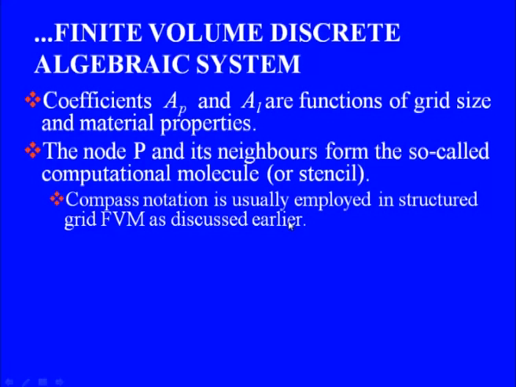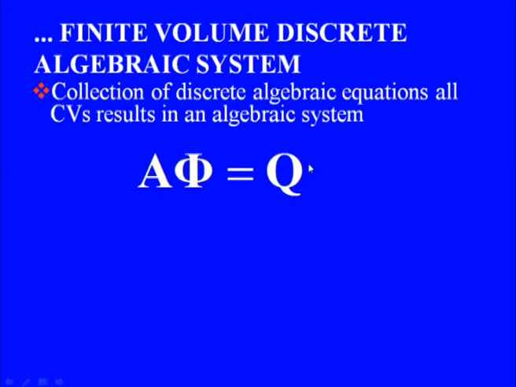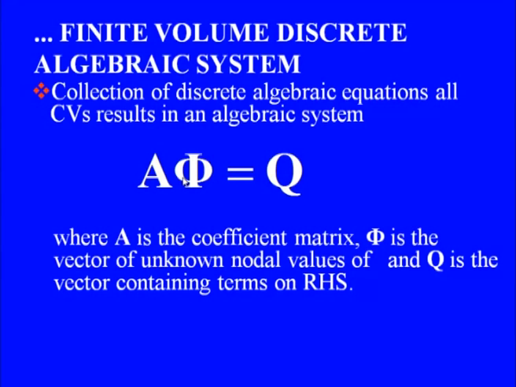We have already seen in the first lecture of this module how we represent various nodes and faces on a structured grid in the finite volume context. Now, if we collect all the discrete algebraic equations for all control volumes after incorporating the effective boundary conditions, we would get a system of algebraic equations of the form capital A times capital phi is equal to Q, where capital A is our coefficient matrix or system matrix, phi is a vector of unknown nodal values of phi at the computational nodes, and Q is a known vector.